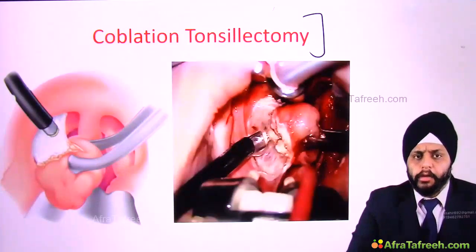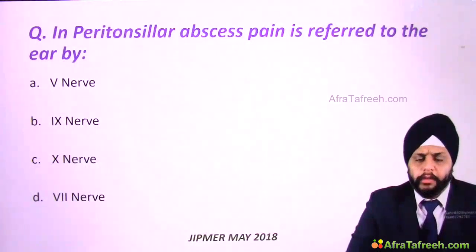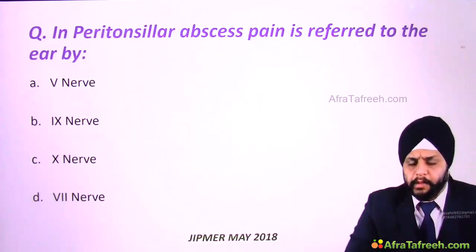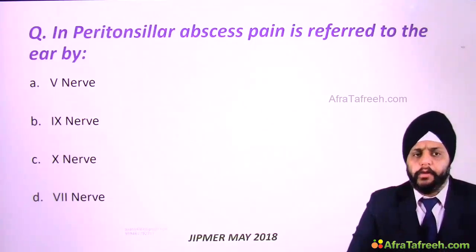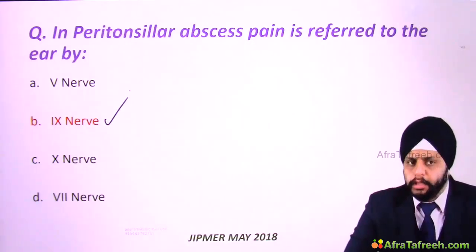Okay, so that is your coblation tonsillectomy. Now, this question was asked in the JIPMER May 2018 exam: in peritonsillar abscess, that is quinsy, pain is referred to the ear by, we discussed, the glossopharyngeal nerve, the ninth cranial nerve.